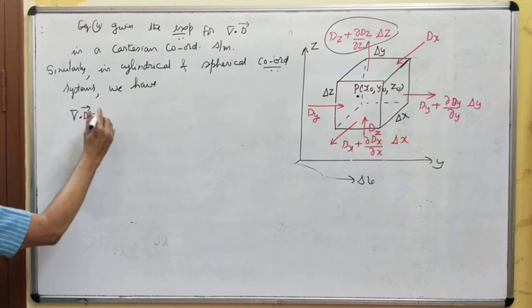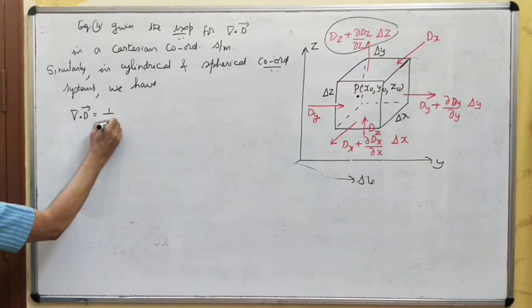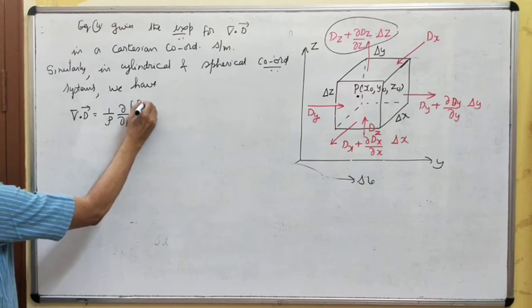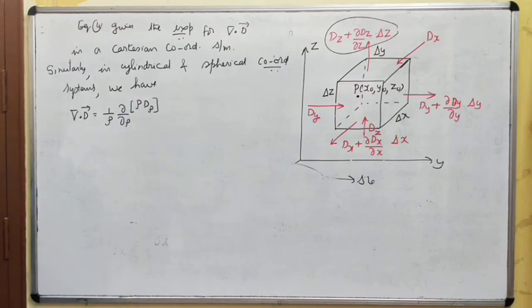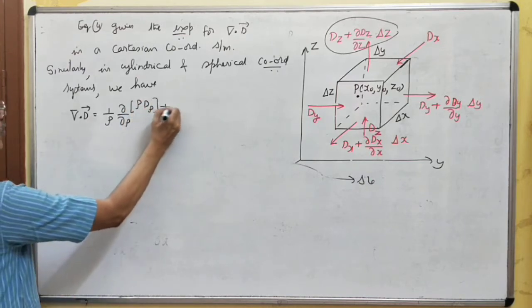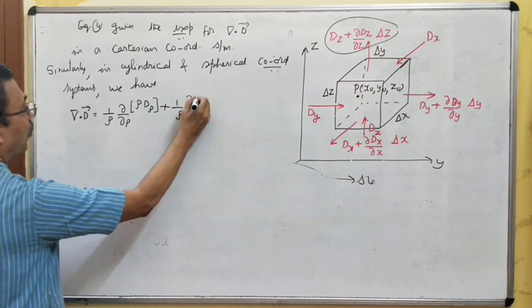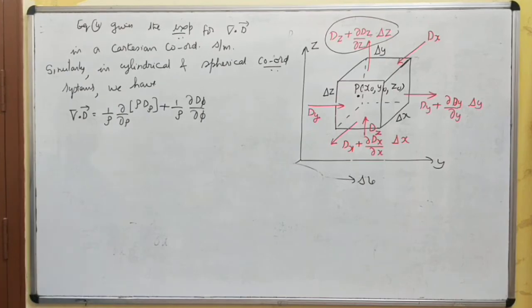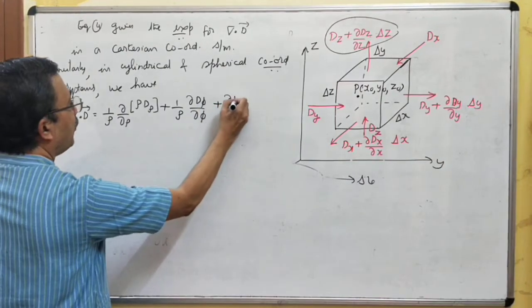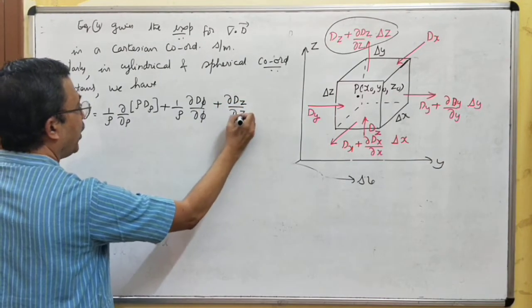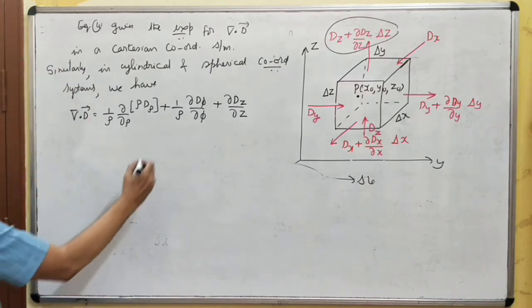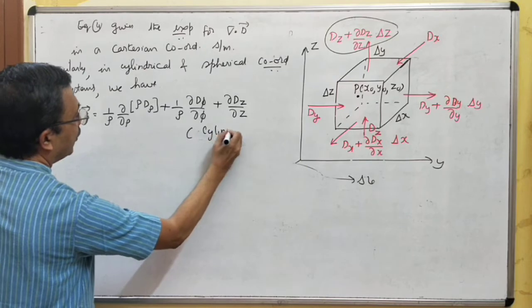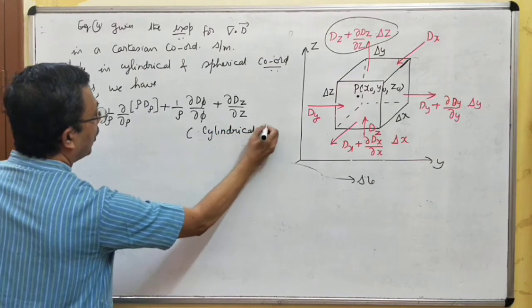First variation in rho direction, 1 by rho, dou by dou rho operating on rho D rho. This gives variation in rho direction, plus 1 by rho dou D phi by dou phi gives variation in phi direction, plus dou D z by dou z gives variation in z direction. So this is in a cylindrical coordinate system.